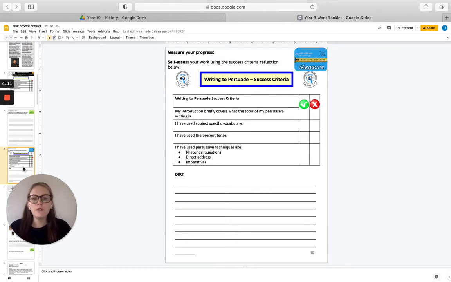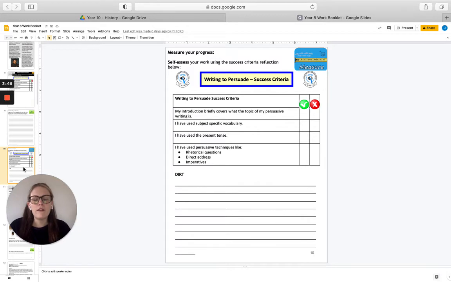So for example, have you covered what the topic of your persuasive writing is in your introduction? That could be something along the lines of, today, Bishop, I'm going to speak to you about why I'm so angry about the goings on in the church. Really simple, doesn't need to be anything too big, but have you explained what you're going to talk about in that introduction?